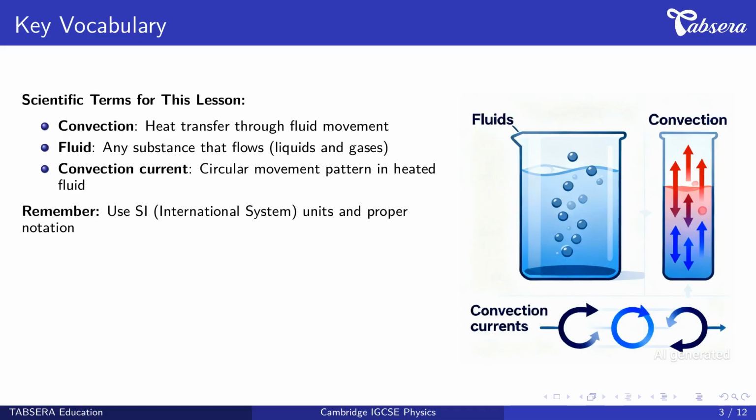Now let's define our key vocabulary. Each term is essential for understanding this lesson. First, convection, which means heat transfer through fluid movement. This is different from conduction, which occurs through direct contact. Second, fluid, which means any substance that flows. This includes both liquids like water and gases like air. Third, convection current, which means the circular movement pattern that forms in heated fluid. Understanding these terms precisely is crucial for exam success.